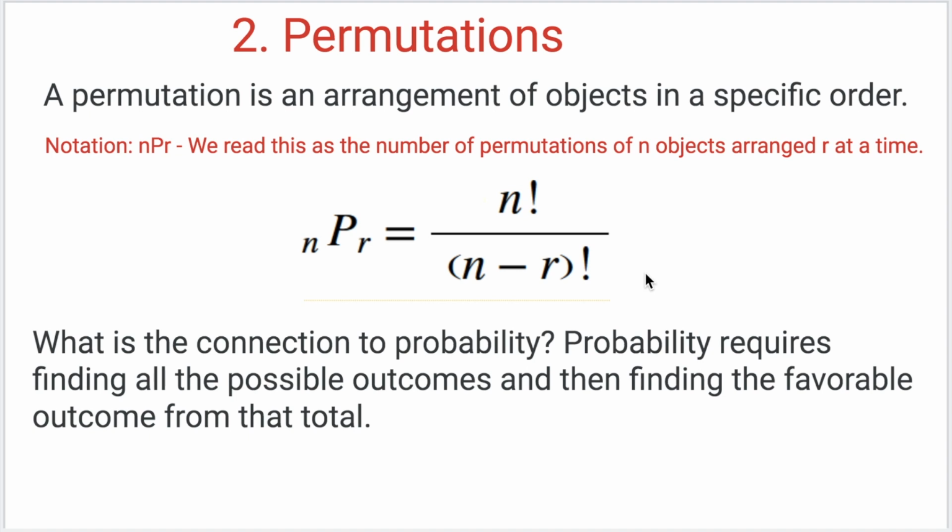But what's the connection to probability with permutations? Well, probability requires you knowing all the possible outcomes, all the possible arrangements. And once you have those possible outcomes, you need to find the favorable outcome to calculate the probability. So this is a really important concept to know when you're trying to figure out probability.